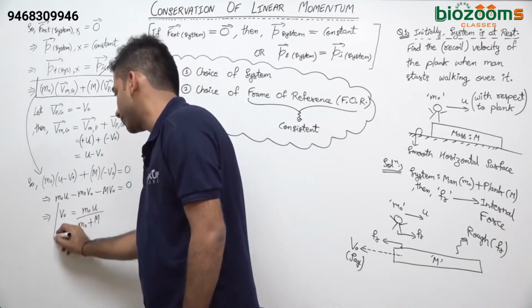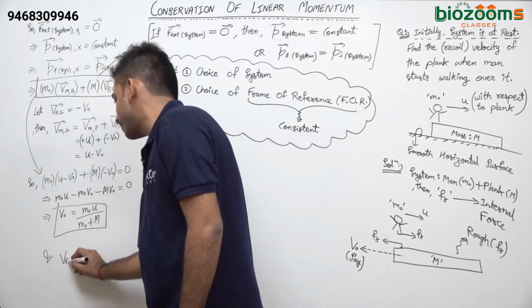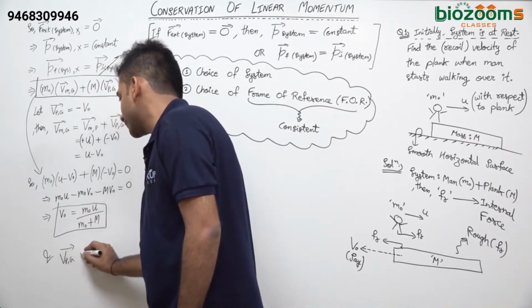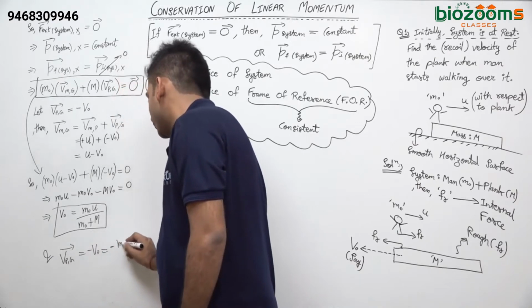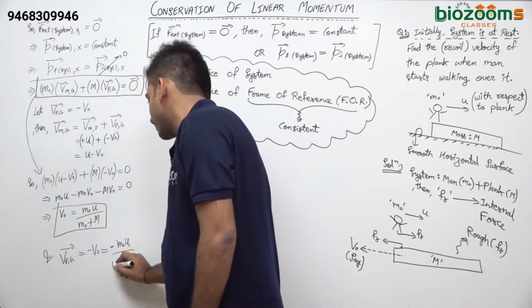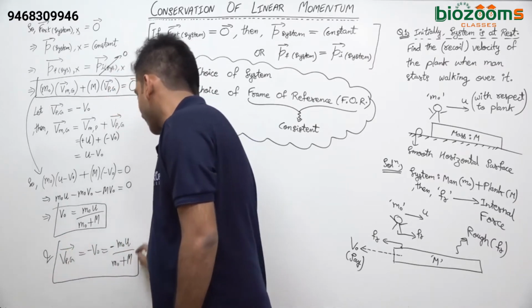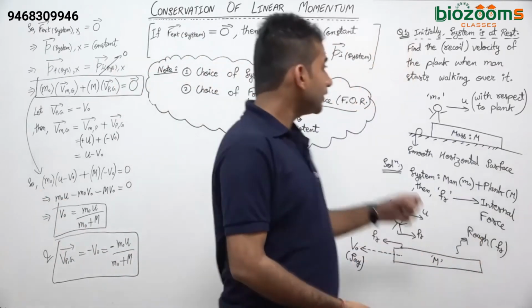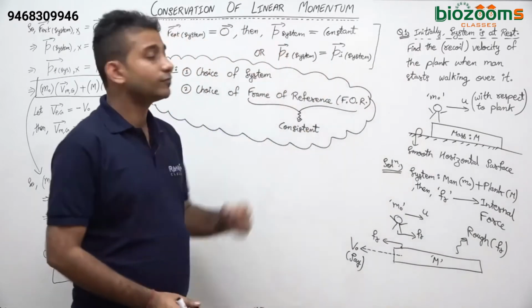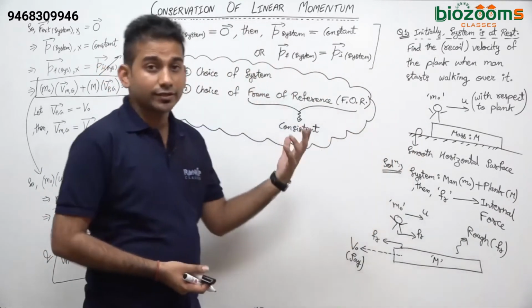m naught u over m naught plus capital M, and velocity of plank with respect to ground, that will be equal to minus v naught. So that will be equal to minus of m naught u over m naught plus capital M. Is it fine? Easy problem? So it seems to be a very simple problem based on conservation of linear momentum, but there can be mistakes if we don't take care of two things.